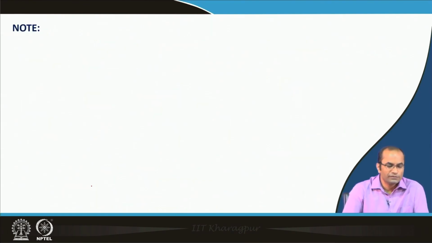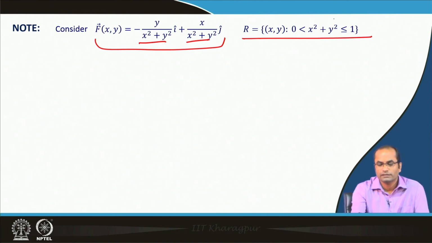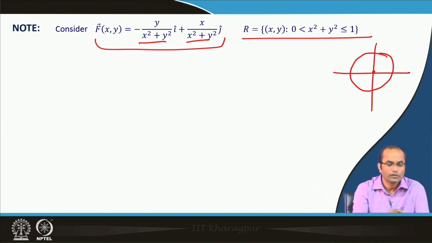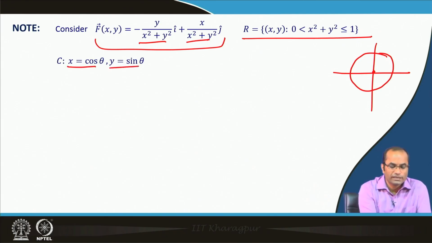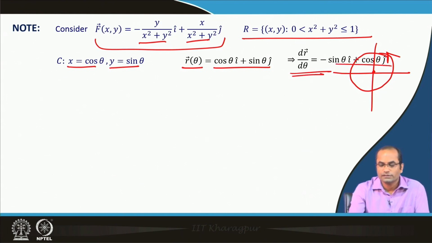Just a short note before we end this lecture. Let us consider this vector field here, which is given by this expression, and the area is given by the inner part of this disk, x² + y² bounded by 1. Okay. So, we can parameterize this circle by x = cos θ, y = sin θ, and we can write this curve as cos θ i + sin θ j, a vector function of a single variable, and then we can compute dr/dθ, because in the curve integral we need to compute this.